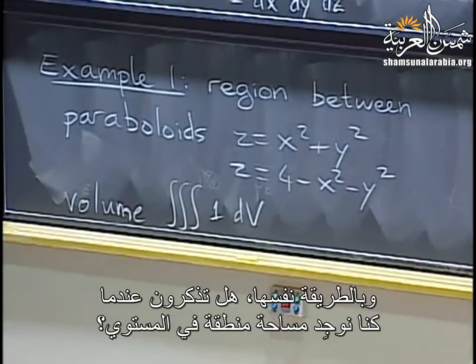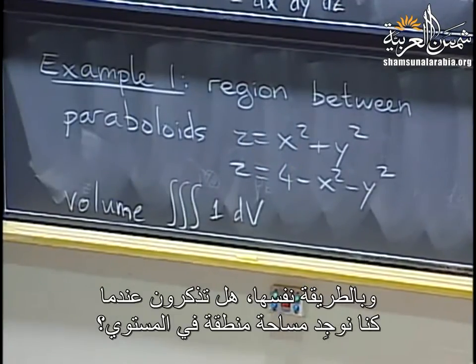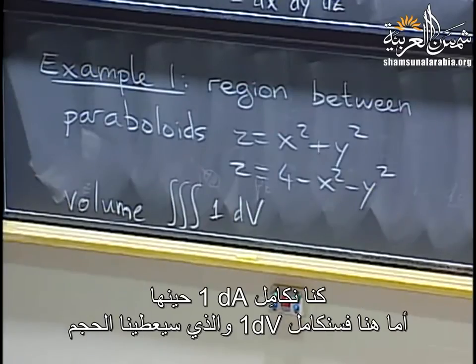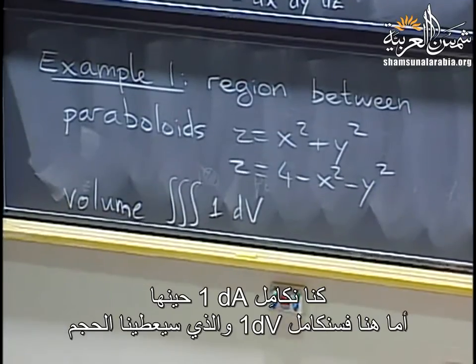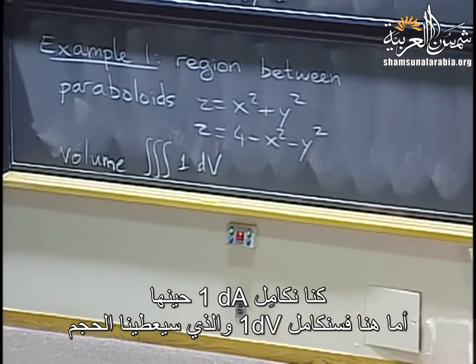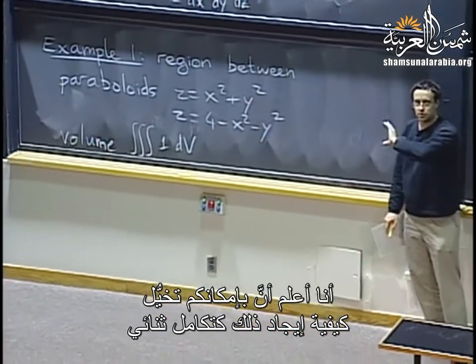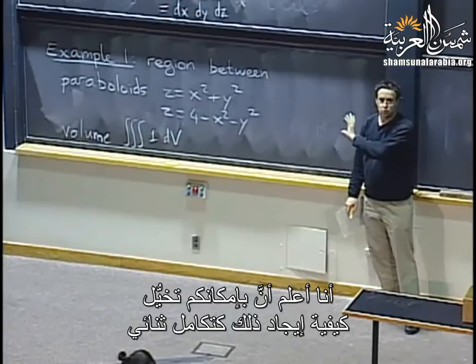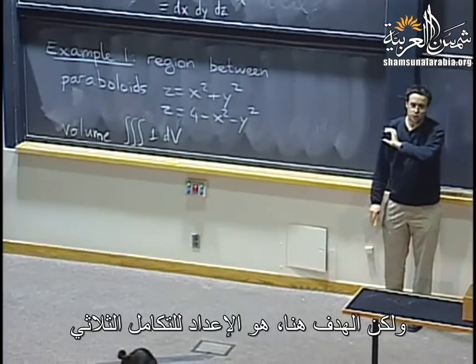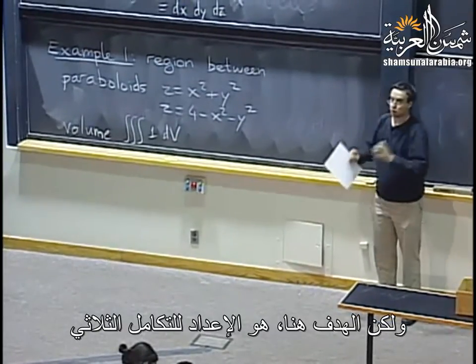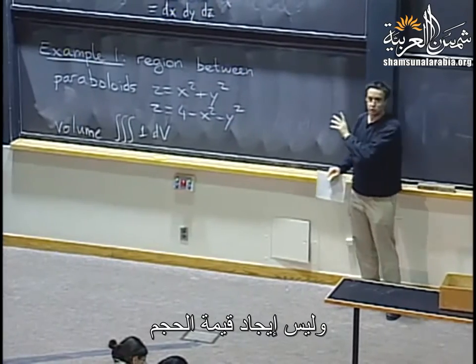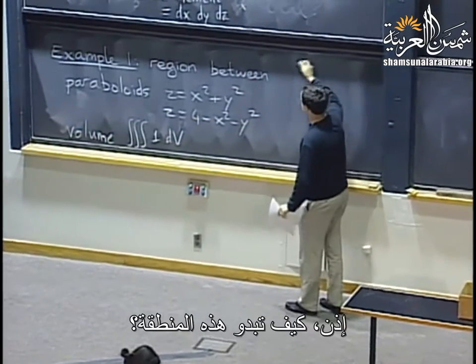Similarly, remember when we tried to find the area of a region in the plane, we were just integrating 1 dA. Here we integrate 1 dv. That will give us the volume. Now I know that you can imagine how to actually do this one as a double integral. But the goal of the game is to set up the triple integral. It's not to actually find the volume. So what does that look like?